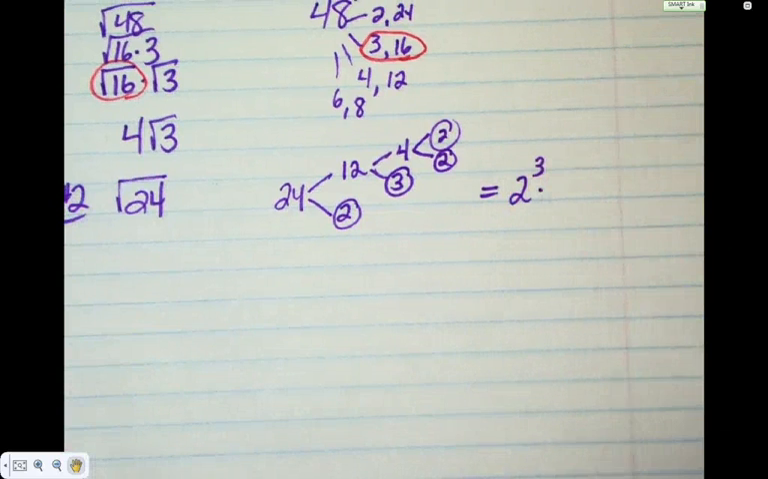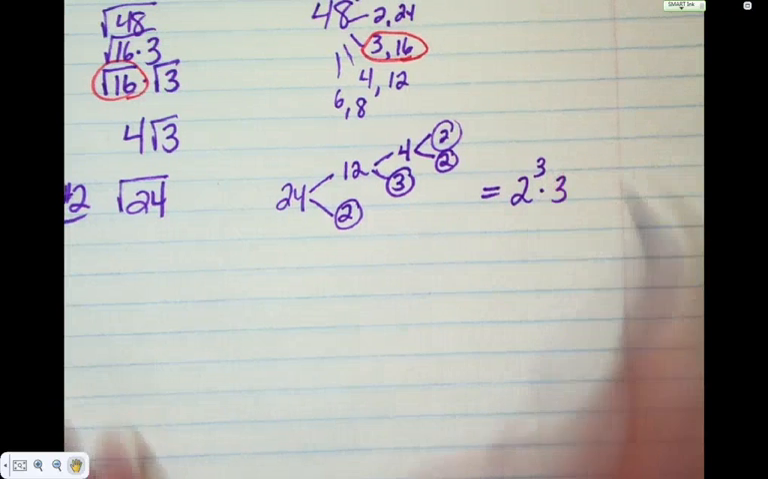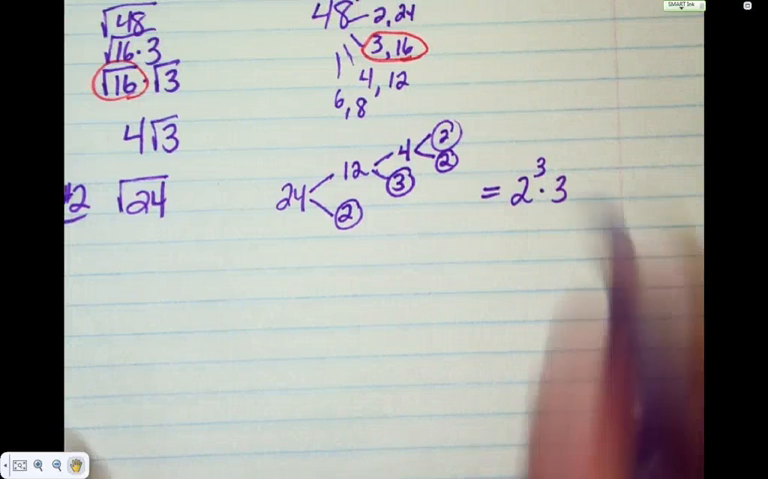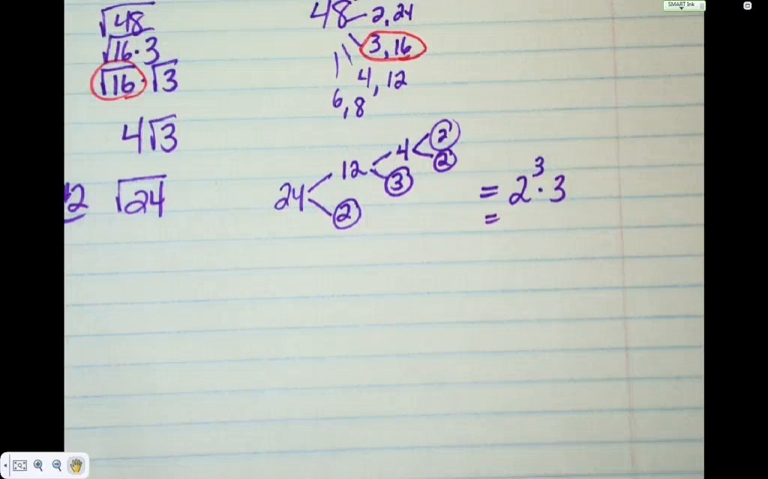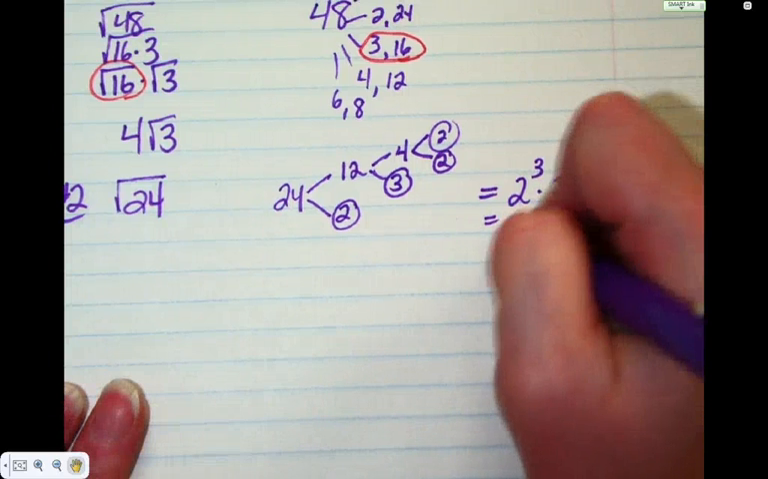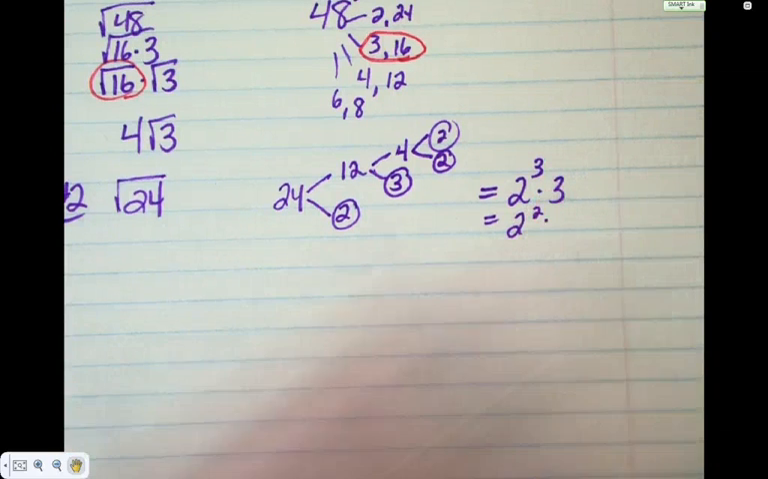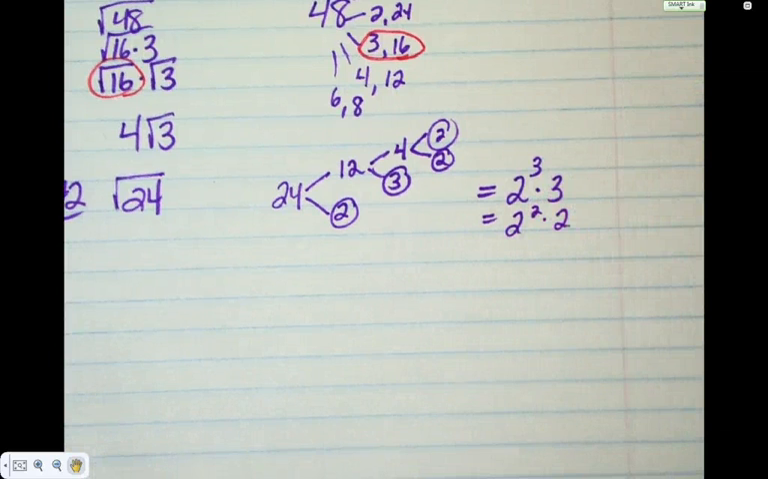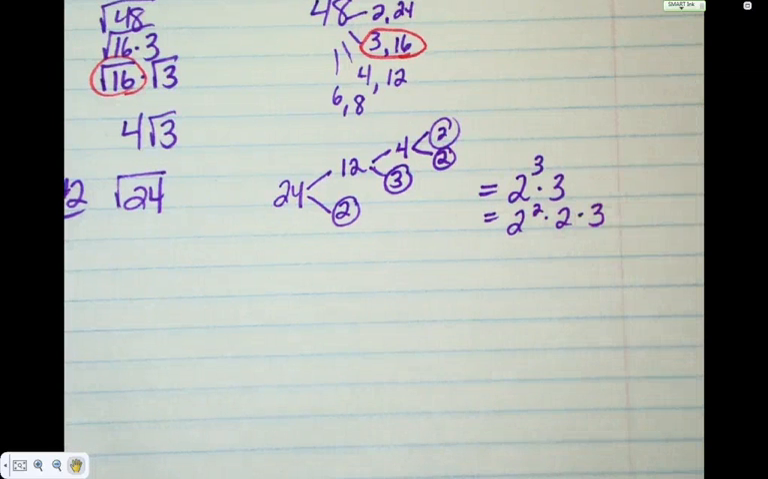And what's left over? Now I'm going to be a little bit sneaky here. I know eventually I want even exponents, so I'm actually going to split up this 2. I'm going to write this as 2 to the 2 times 2 to the 1 that I don't need, and then I'm going to write that 3. So all I did was take that exponent of 3 and just split it into 2 to the 2 and 2 to the 1. Still with me?